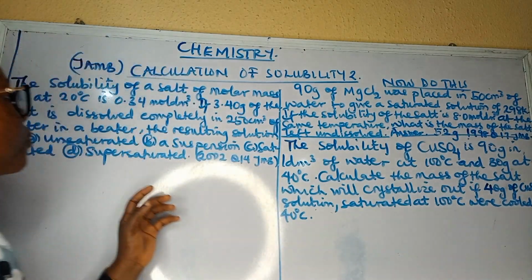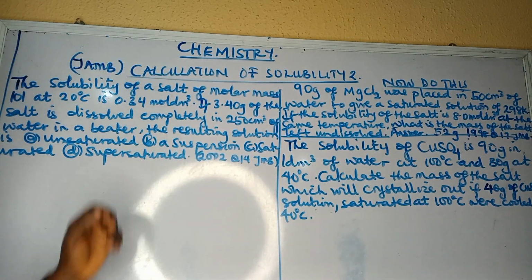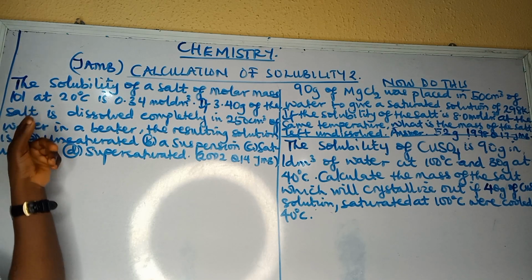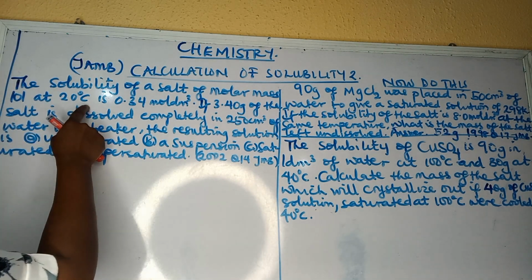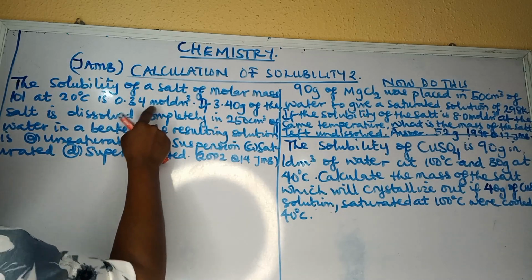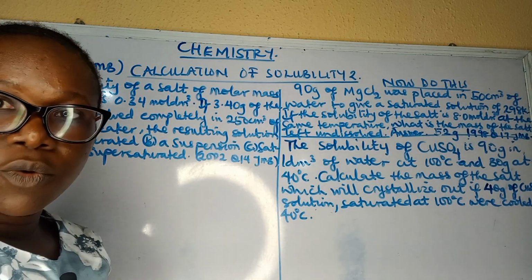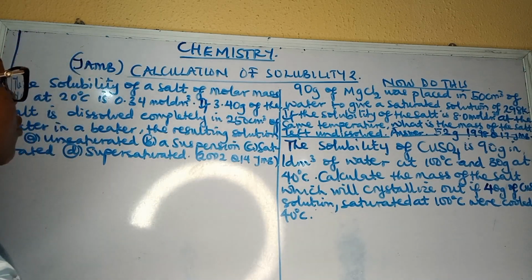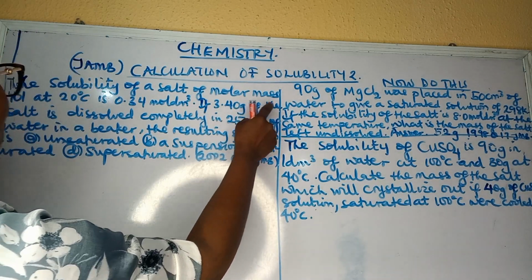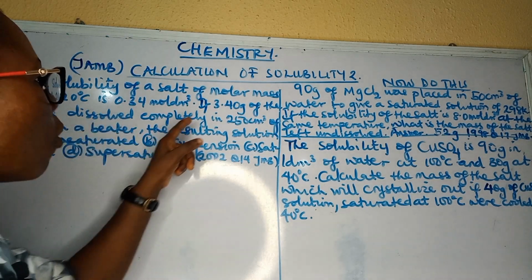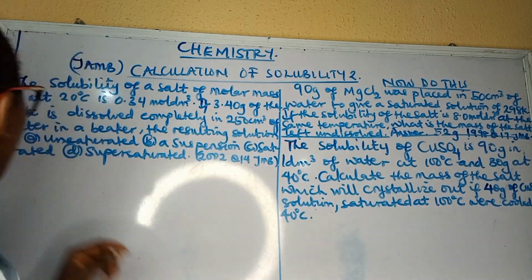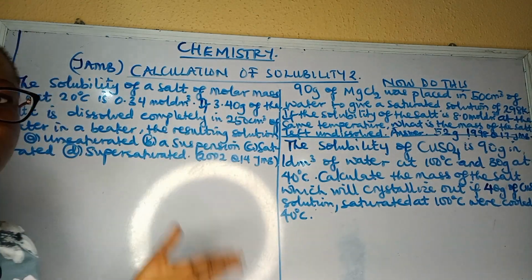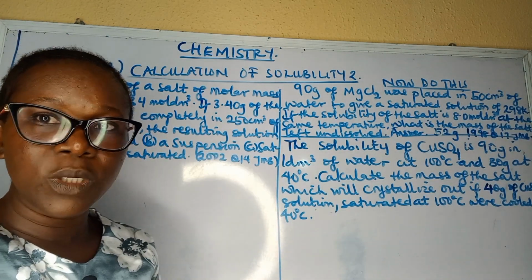So let's move on. The solubility of a salt of molar mass 101 gram per mole at 20 degrees Celsius is 0.34 mole per dm cube. In this case now, the solubility has been given to be 0.34 mole per dm cube. If 3.40 gram of the salt is dissolved completely in 250 cm cube of water in a beaker, the resulting solution is A, saturated, unsaturated, and so on and so forth.